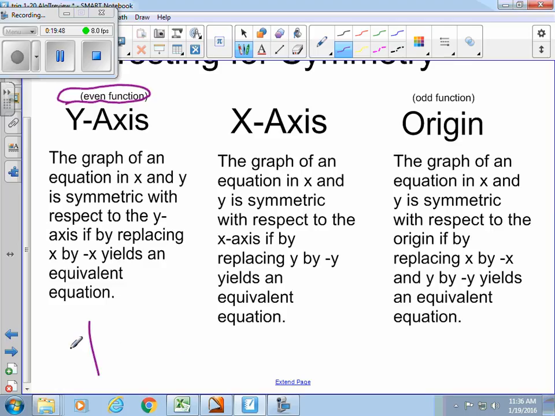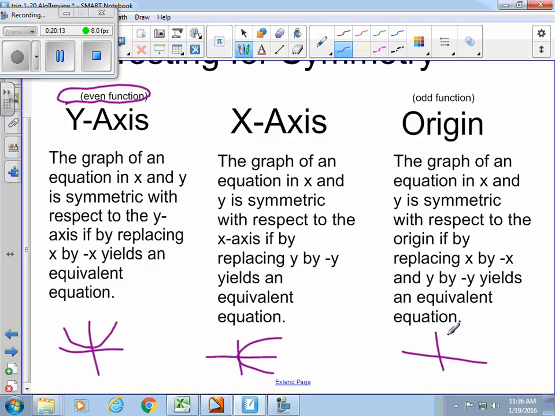Well, let's talk about why. If we have y-axis symmetry, would you agree the values on the right and the values on the left are the same? That's why if you put in a positive x or a negative x, you get the same thing, because the values on the left and right are the same. X-axis symmetry, you replace the y with a negative y and see if you get the same result.